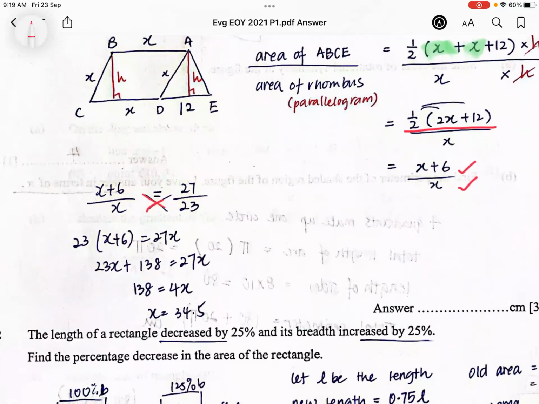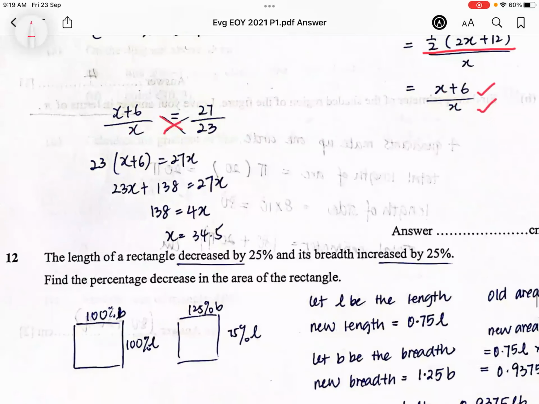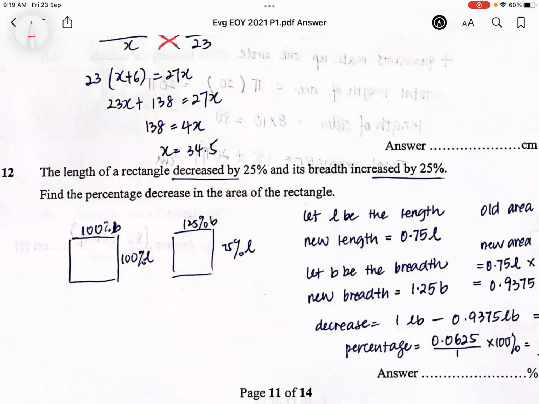Okay, next question. This one, there are students who asked me yesterday, sure, can I just let, I don't know the length or breadth, I let it be a number. Then I find out the answer. Yes, the question did not restrict you to that, to say you must use algebra. But if the question says using algebraical method, you have no choice, you must use algebra. If they never say so, you want to let it be 1 unit, 100 units, whatever you need, up to you, no problem. For me, very simple.